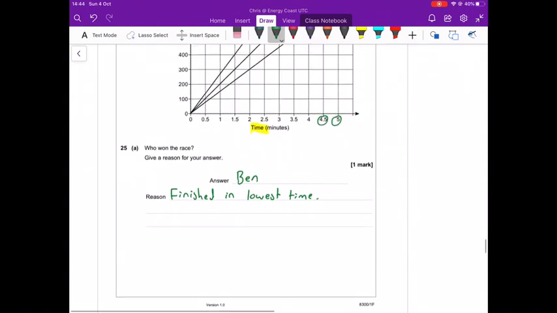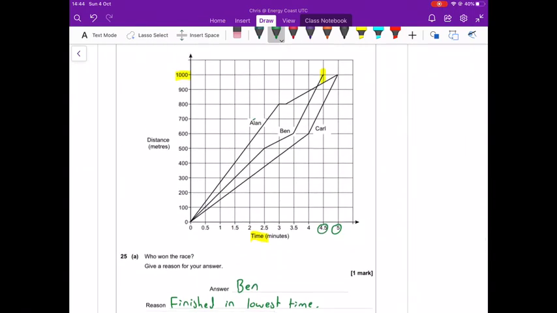I'm just going to use bullet points. All it says in the mark scheme is you have to mention everybody at some point. So I need to mention Alan, Ben and Carl at some point, okay? Here's a few facts about the race.